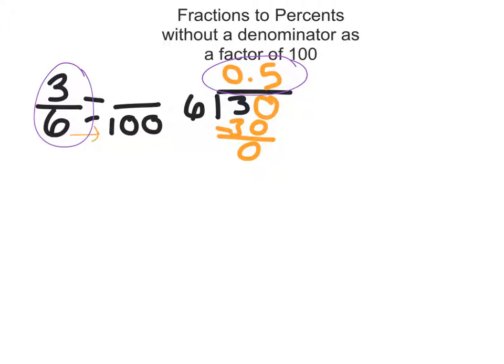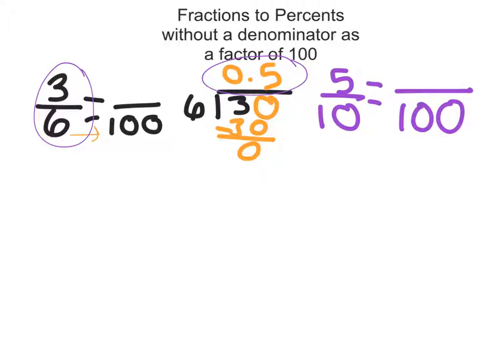From here, 0.5, we are going to write that as a fraction. 5/10, which we practiced before when changing decimals to fractions. From here, we can realize now we can get a denominator of 100. 10 times 10 gets me to 100, so I do the same thing to the numerator. 5 times 10 will give me a numerator of 50. So 3/6, written as a percentage, would be 50%.